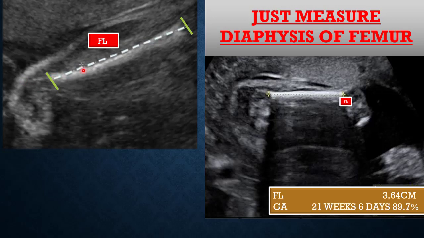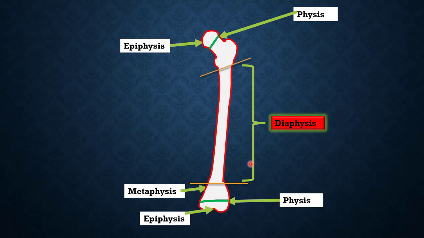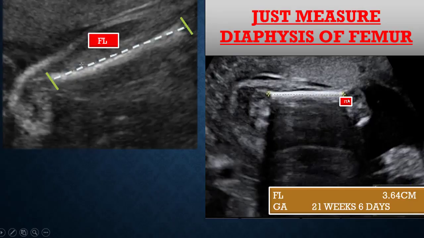So first turn the transducer to obtain maximum femur length and then measure the shaft of the femur only. Do not include linear projections from the cartilage. Alright? So only we have to measure the shaft. So we will measure this area only on the ultrasound. As the femur length is 3.6 centimeter, the ultrasound machine will tell the gestational age, that is 21 weeks and 6 days. This is how you can use ultrasound to measure gestational age and then EDD accordingly.